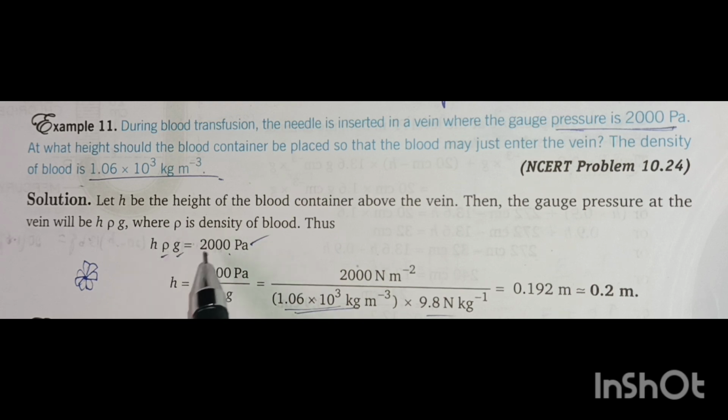So H rho G equals pressure. We have the values of rho and G. So H is 2000 by rho G. So 2000 by, what is the value of rho? It is 1.06 into 10 cube. The value of gravity is 9.8. So that is the answer.